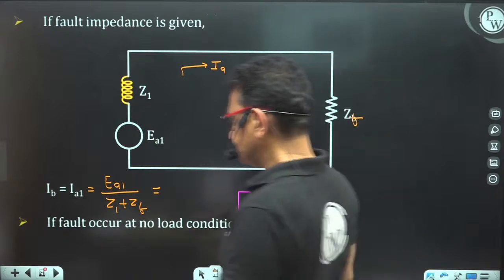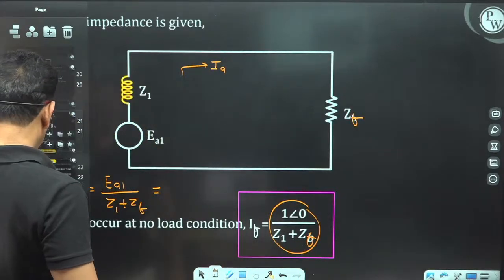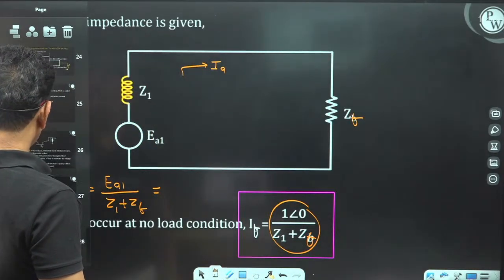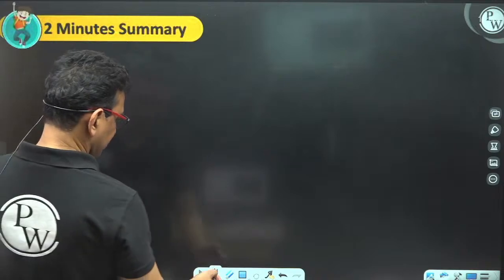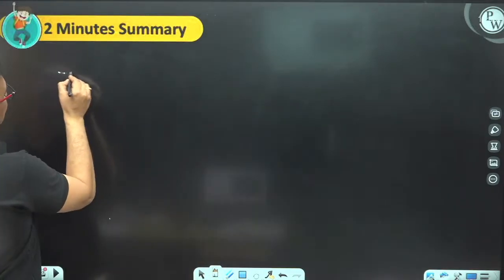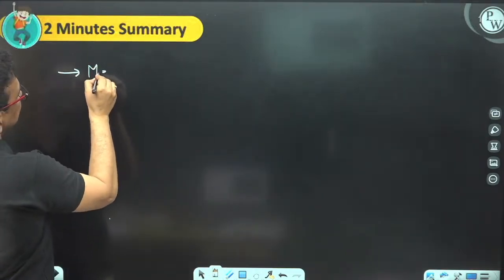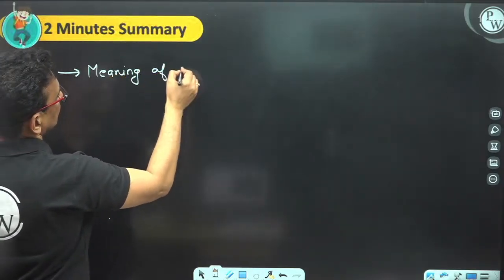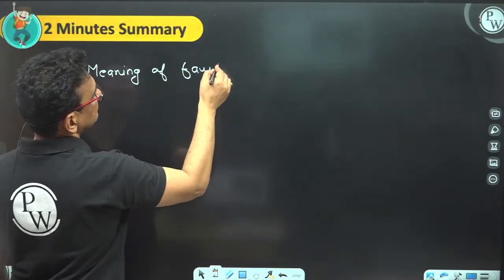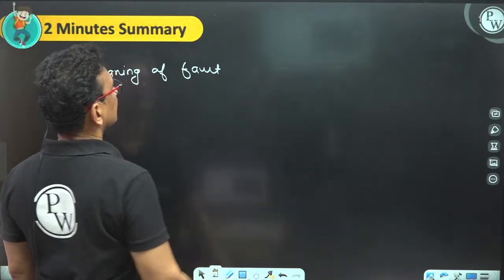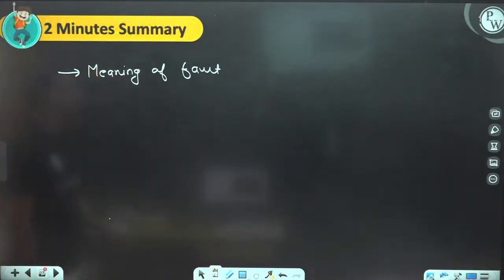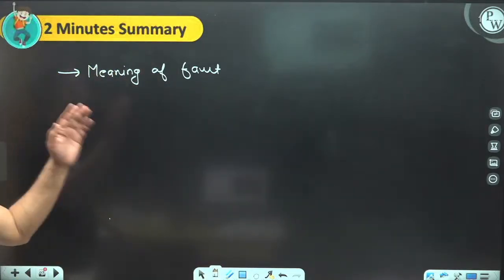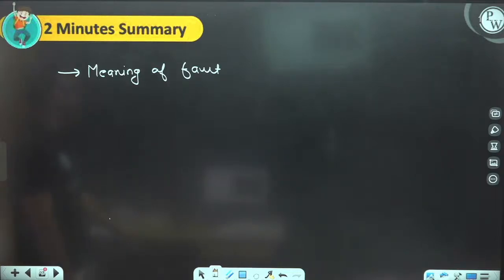So finally, I come to the conclusion of this lecture, the 2-minute summary. In today's class, we have discussed what is basically the meaning of a fault in the power system. A power system has failed to deliver normal current from the power plant to the end consumer. That means it is not working in the normal condition. There is a fault in the system.